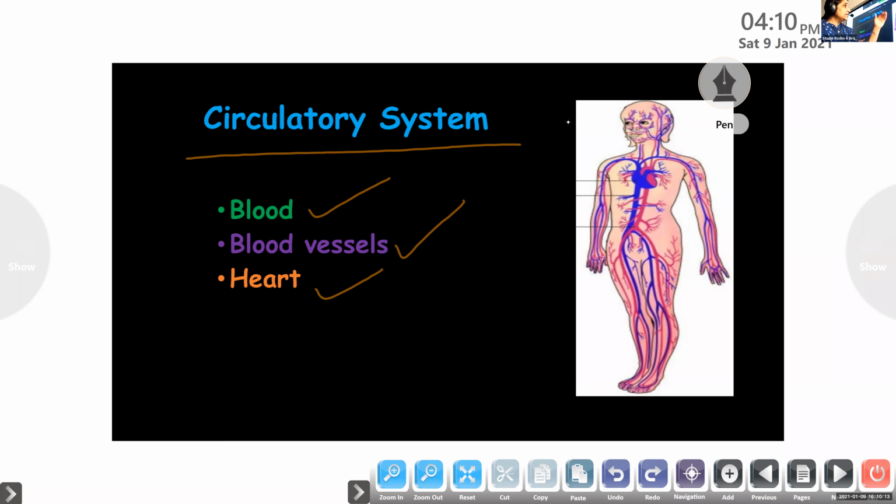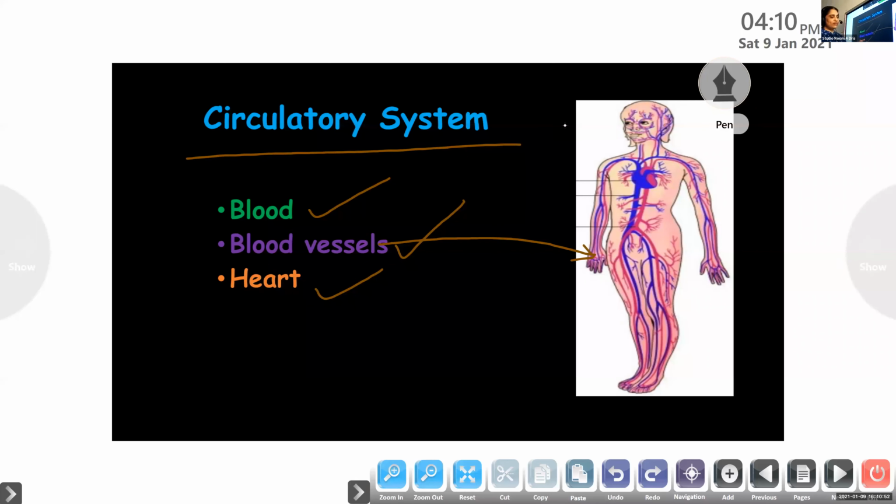And blood vessels. In this picture, you can see blue-colored and red-colored pipe-like structures. Can you see it, children? Yes, ma'am. All over the body, from the brain to the toe, through the hands, everywhere it is passing, isn't it? So those tube-like structures are called blood vessels. Then the heart. You all know about the heart also. In coming days, we will be learning some detail about these parts.